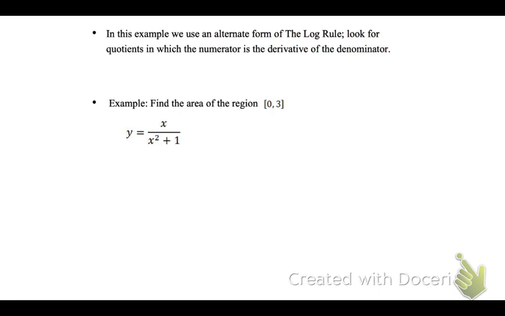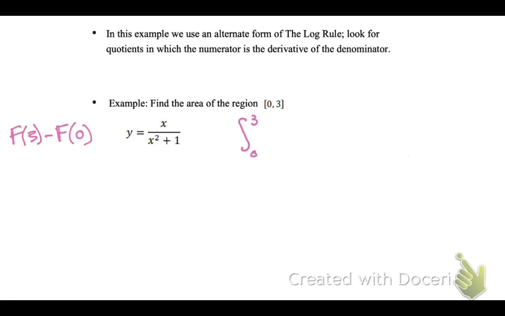Okay. In this example, we will use an alternative form of the log rule. Look for quotients in which the numerator is the derivative of the denominator. Okay? Always look for that. Okay, so it says find the area under the region. So area was the integral, correct? So we're going to do the integral from 0 to 3. Remember that rule was f of 3 minus f of 0.